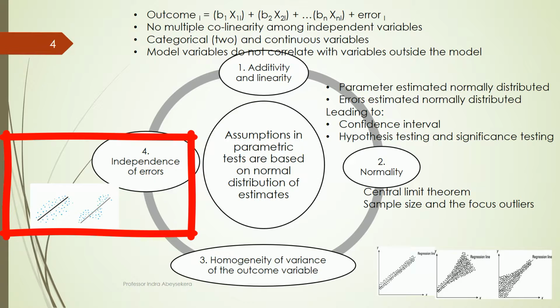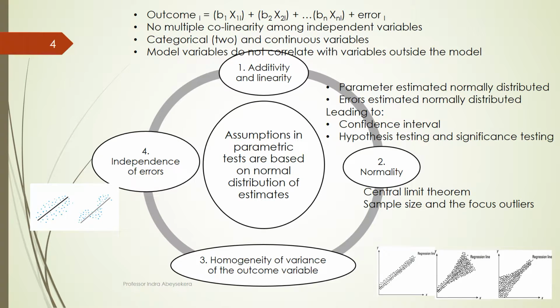Errors are the differences from the estimated predictor line. They are the vertical differences. They should be consistent. If they are not consistent, then errors are not independent. So the fourth aspect is the independence of errors.